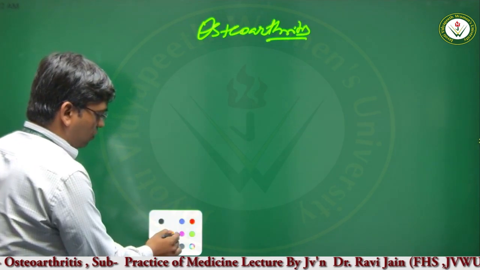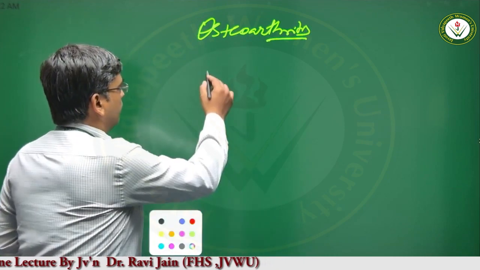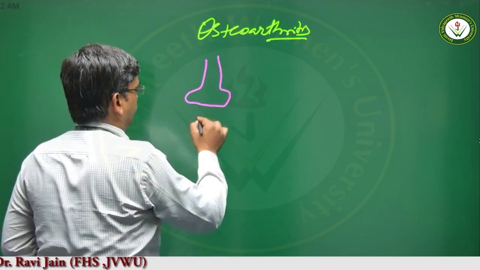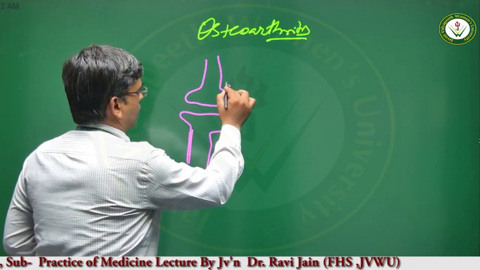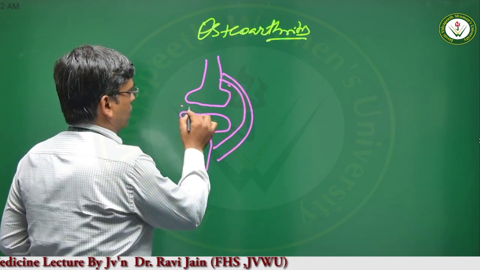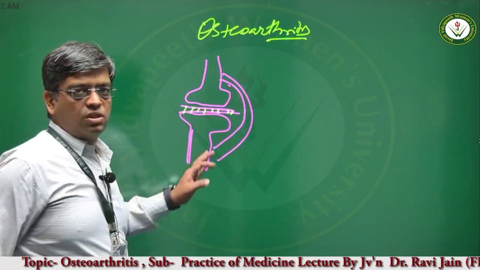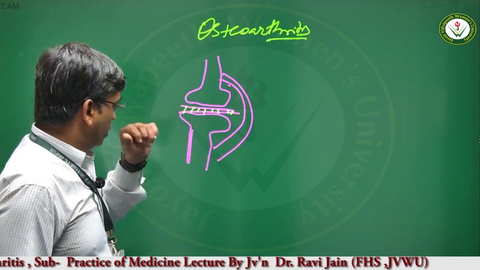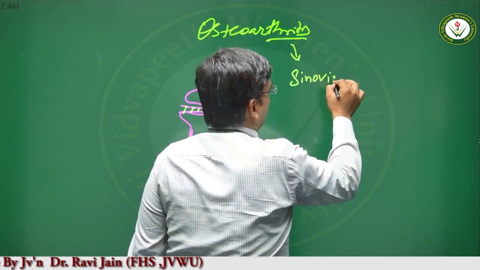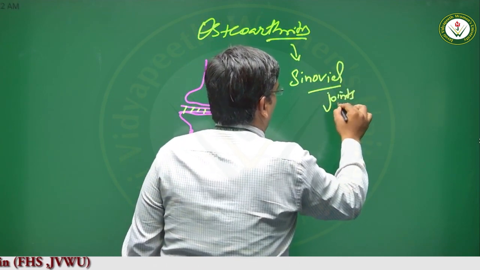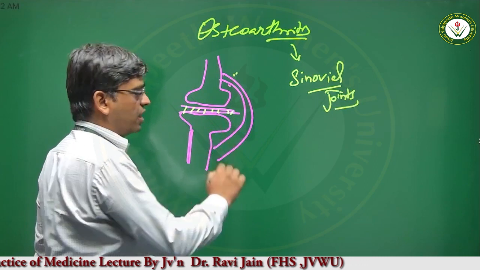Now what happens in case of osteoarthritis? This is more common in the knee joint and hip joint. Suppose we take the knee joint. This is a knee joint, and this is basically a synovial joint. Osteoarthritis mainly affects the synovial joints of the body. What is the meaning of synovial joint? Synovial joints are those joints in which the synovial membrane is present. Here we have the synovial membrane.